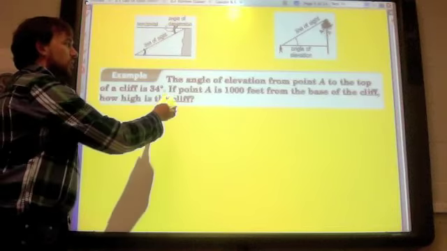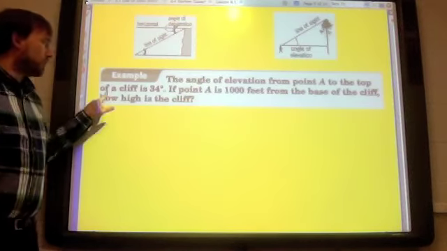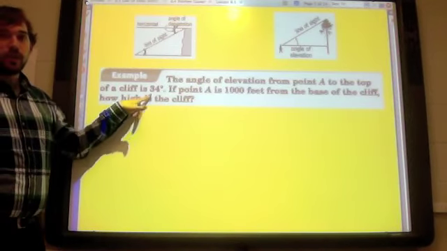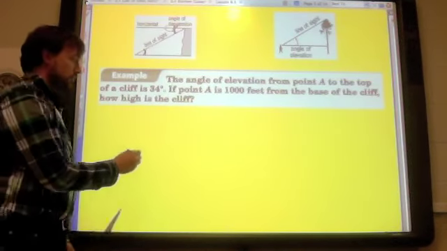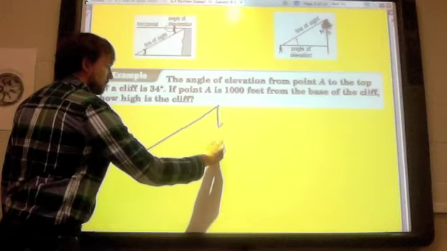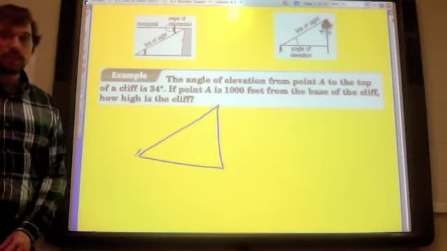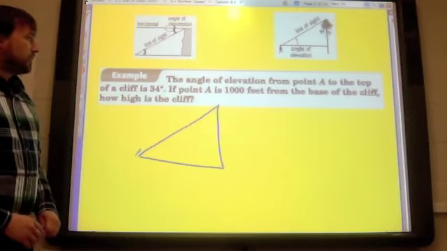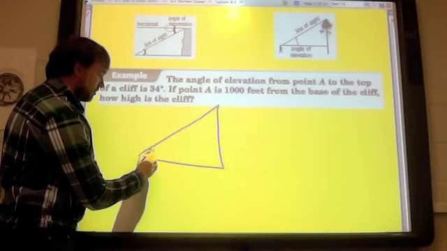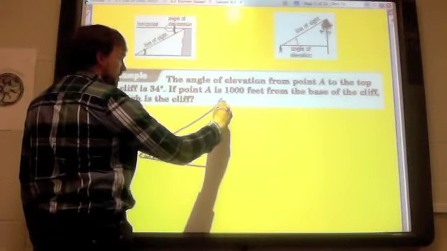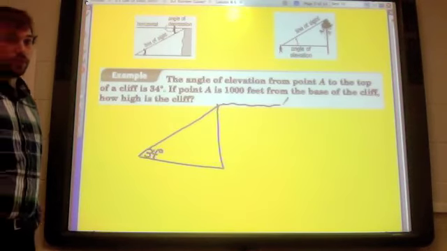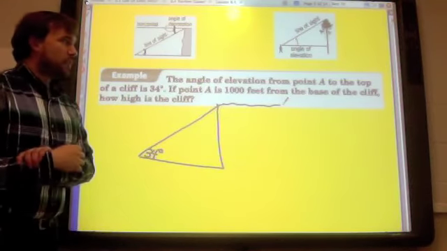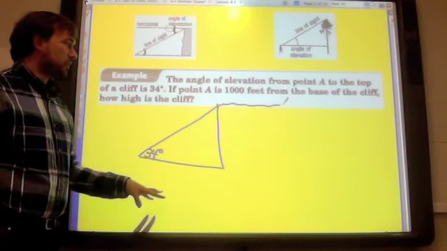Okay? All right, the angle of elevation from point A to the top of a cliff is 34 degrees. So it talks about angle of elevation. It's at the bottom, and that's your 34 degrees. And I have a cliff right here. The fiscal cliff. That's what I'm going to call that one.